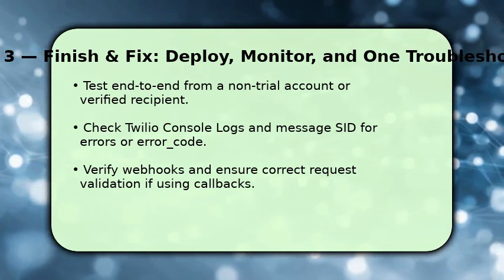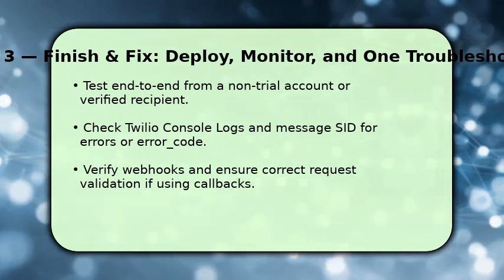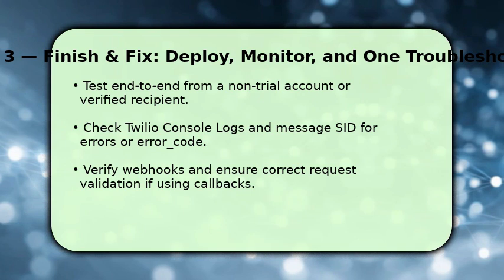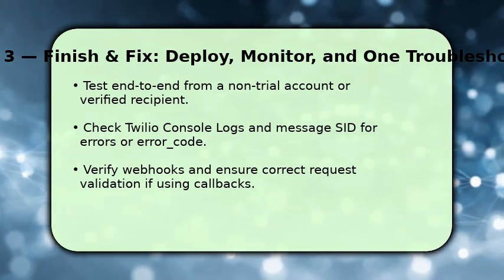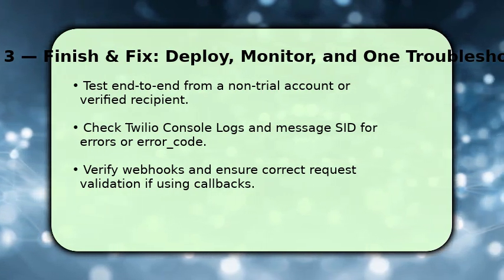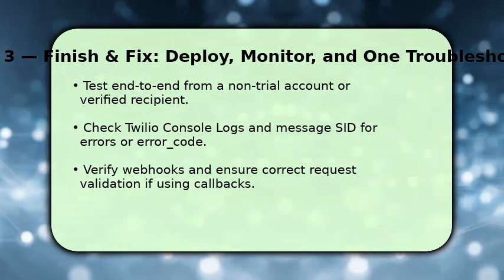If you rely on webhooks for delivery receipts, validate requests using Twilio signatures. If messages fail, common fixes are correcting E164 formatting, ensuring sufficient account balance, and rotating expired auth tokens. Try one fix at a time.